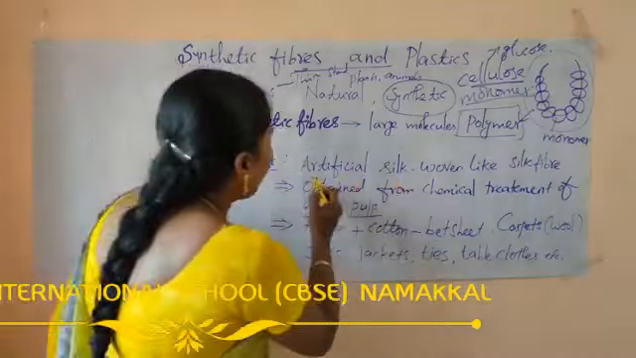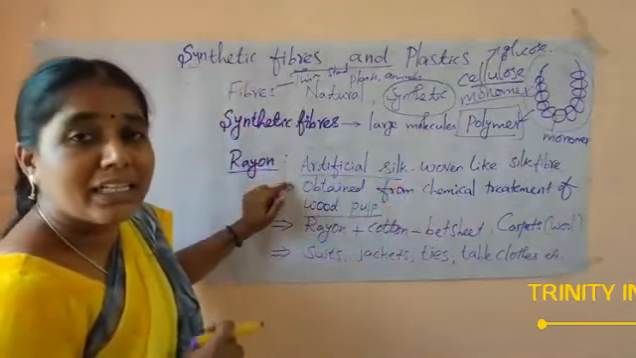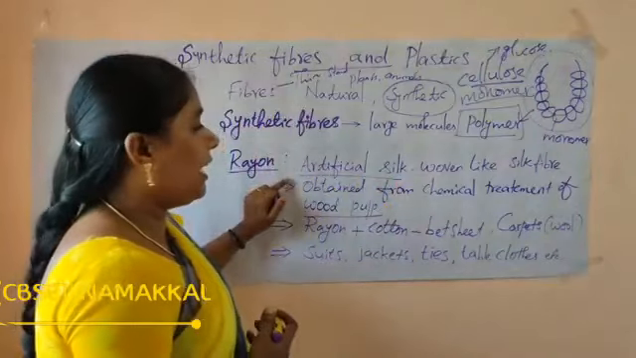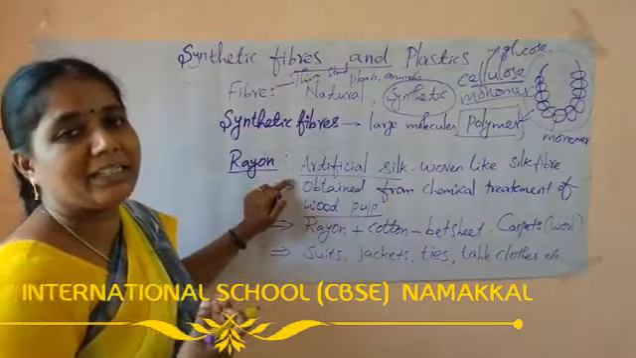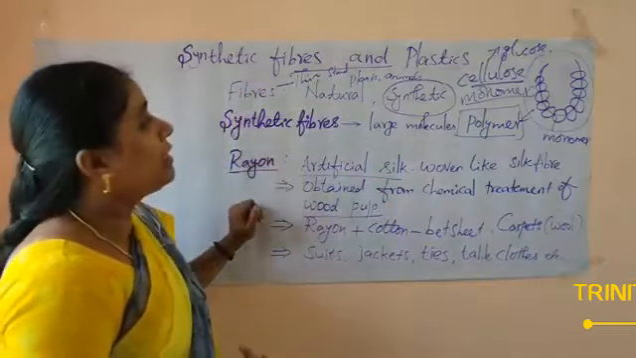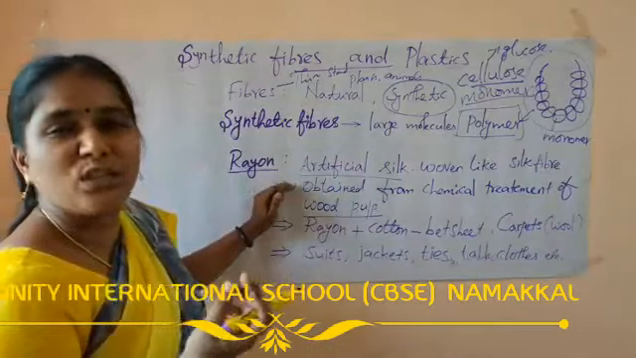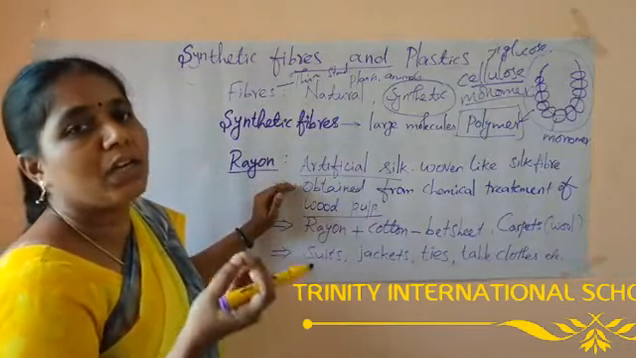Normally, this rayon is called artificial silk. Why is it called artificial silk? Already we know about silk, it is one of the natural fibers. Silk is one of the natural fibers. It is too shiny and it is too cast.